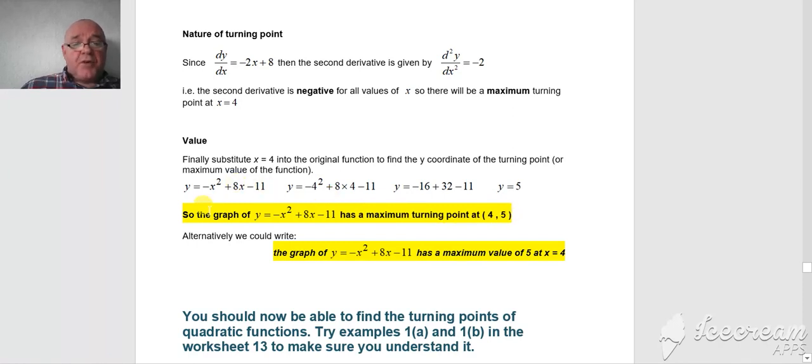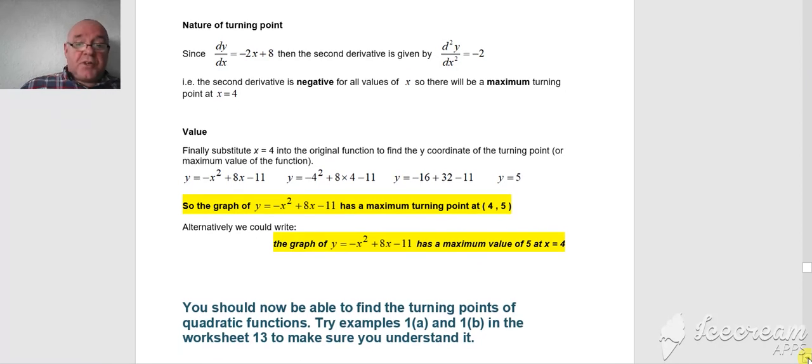And again, at the end of all your problems, what I would like you to do is actually state this. So tell me if it's a max or a min, state the location, state the value, state the actual point. And alternatively, as it says here, you could just say the graph of that has a maximum value of 5 at x equals 4. But you need to tell me at some point that is the case.